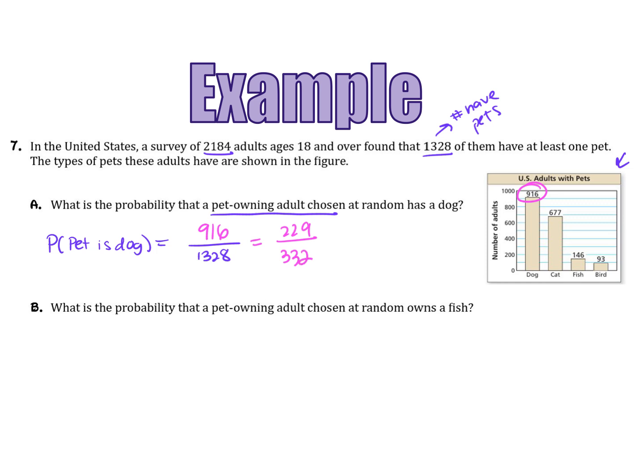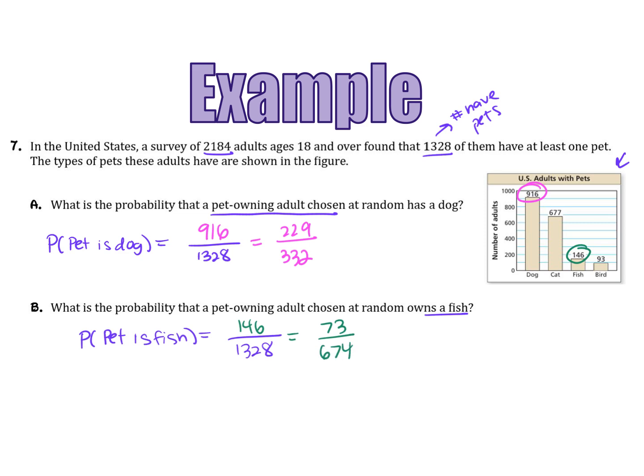Last but not least, what is the probability that a pet-owning adult, so again, we're starting with knowing that they own a pet, owns a fish. So the probability that the pet is a fish. Knowing that they own a pet makes the population or the denominator 1,328. Of those 1,328, 146 of them own a fish. And then this fraction is going to simplify to 73 over 674.